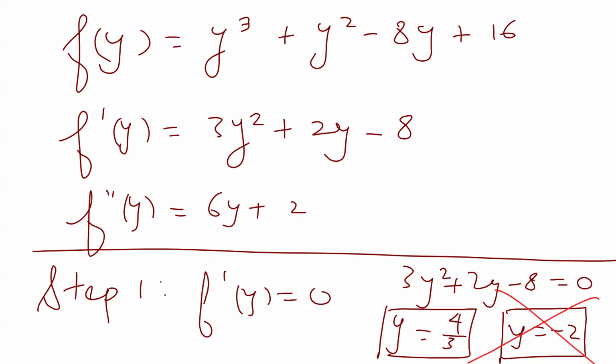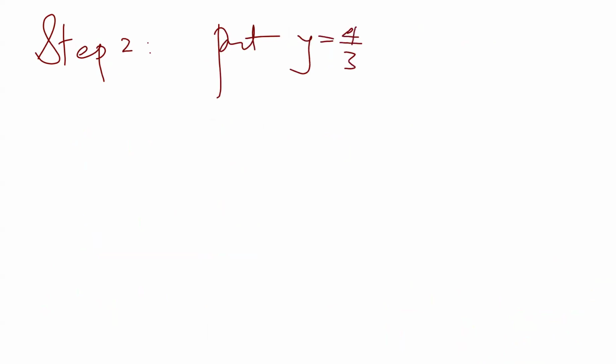Y has to be 4 upon 3. So put y is equal to 4 upon 3 in f double dash y. That is step 2. So step 2, put y equal to 4 upon 3 in f double dash y.